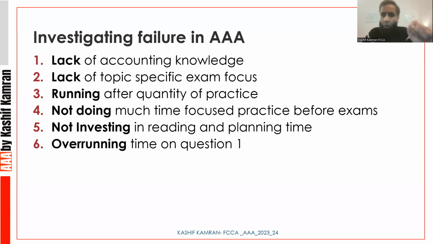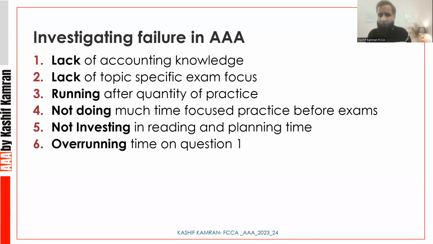Number sixth reason, overrunning time on question 1. You know there is a stipulated time for every question, but I don't know what happens with students. They just overrun time on the first question. They try to excel it, they try to complete it, and they put extra time on the first question. It might even take you 120 minutes of the 195 minutes. At times, students put the whole 2 hours on the first question, which is way too much.